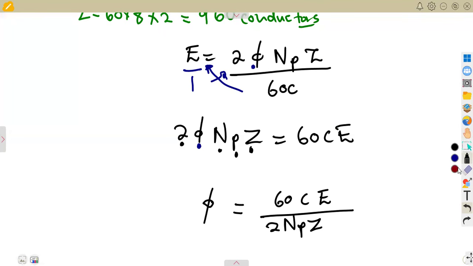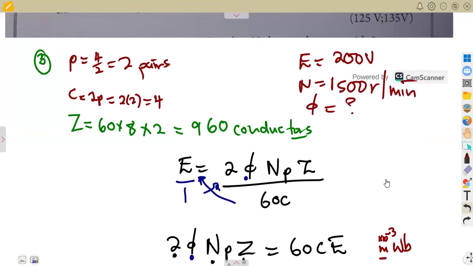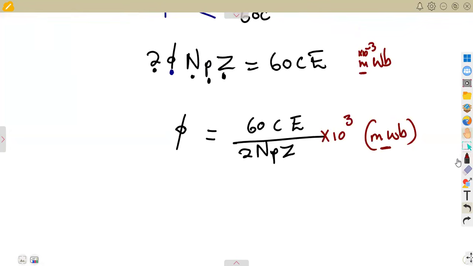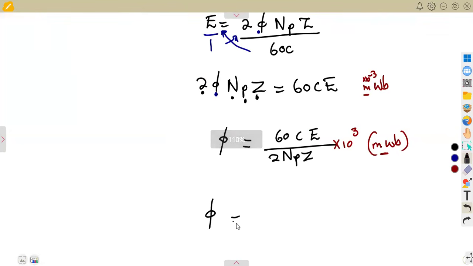To convert to milliwebers, remember, milliwebers is times 10 to the exponent of -3. So to convert to these milliwebers, you multiply by the opposite, which is times 10 to the exponent of 3. This is to convert your answer to milliwebers. So automatically the answer that you are going to have will be in milliwebers. So let us substitute what we are given in order to determine our useful flux.